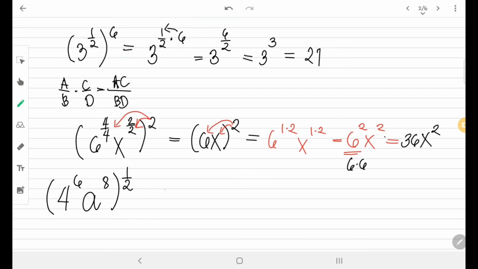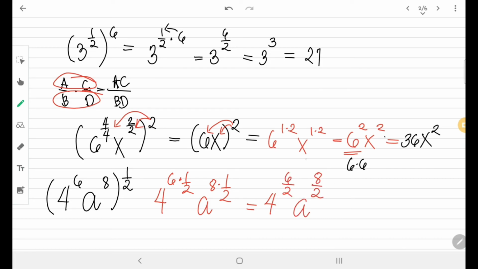Let me write in red. So, 4 raised to 6 kasi may exponent siya, times 1/2. Then, a raised to 8 times 1/2. Again, numerator to numerator, denominator to denominator. So we have 4 raised to 6 over 2 and a raised to 8 over 2. And of course, simplify natin. So 4 raised to 3 kasi 6 divided 2 is 3. And then a raised to 4 kasi 8 divided 2 is 4.